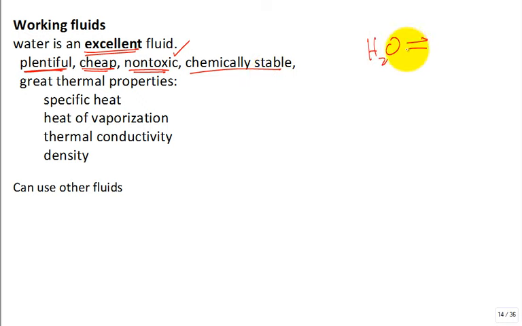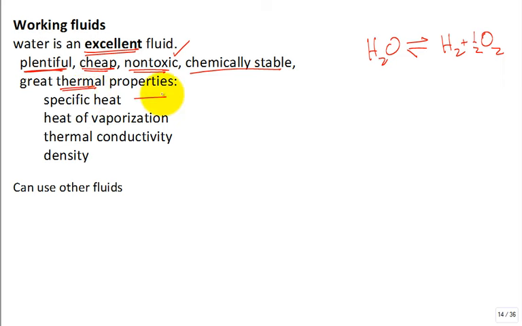Why doesn't it disassociate to H2 and O2 and some other stuff? Well, it doesn't. You can beat it up really well. It won't disassociate. Some other more complex molecules, you may beat it up, put it at high pressure and temperature, and it starts to break down. It has great thermal properties, not just mediocre.